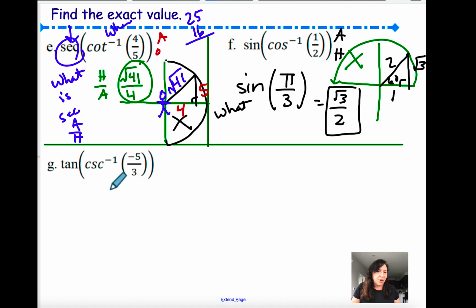This problem here is saying, where is cosecant negative 5 over 3?